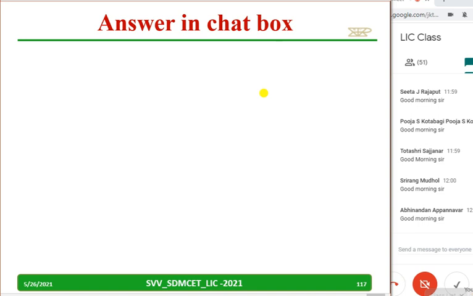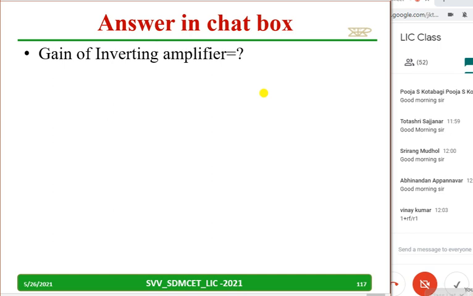I'll be happy to see your names, and I'm sure I will not be able to read all the names because you people are going to type your answers so fast. Gain of the inverting amplifier, what is the equation for that? Just revise so that everybody will recall that. Gain of the inverting amplifier is given by 1 plus RF by R1.